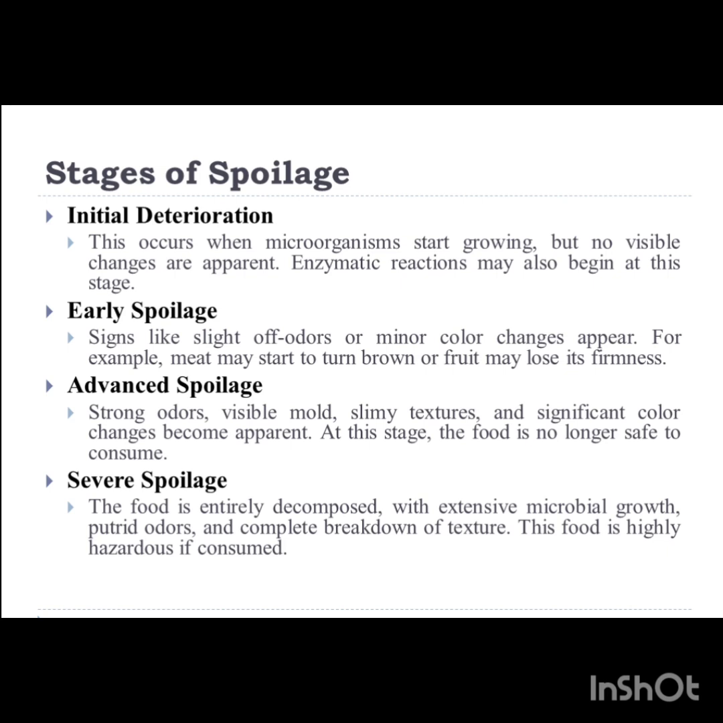Now the advanced spoilage, where you can find the growth of microorganisms on the food item. Either the texture is slimy or there is visible mold. As you can see in the breads, there is Aspergillus growth. So all these, if they are in a visible phase, are known as advanced spoilage. Severe spoilage is where the food has been completely spoiled, the texture has been lost, and there is a pungent odor, and it is very hazardous if consumed.